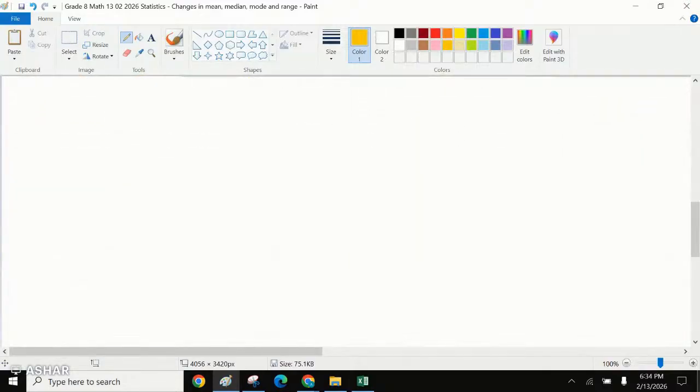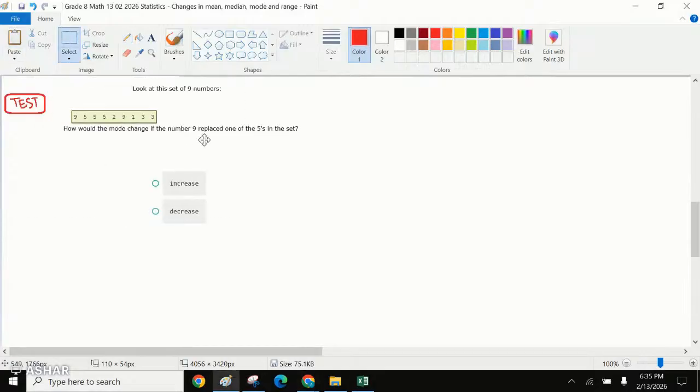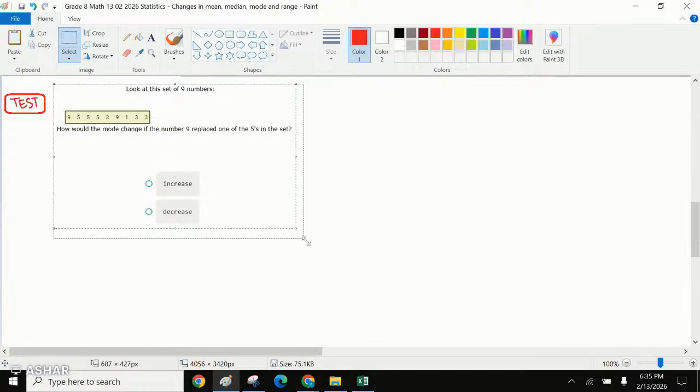Let's do some questions from the test. I'll just copy the question. Just a moment, please. If this is the test that is given to us, the first question from the test says, now we are trying to look at whether it would increase or decrease. We don't have to find the new value. We have to go with the logic of knowing whether it would increase or decrease.